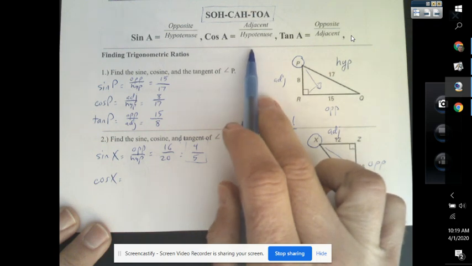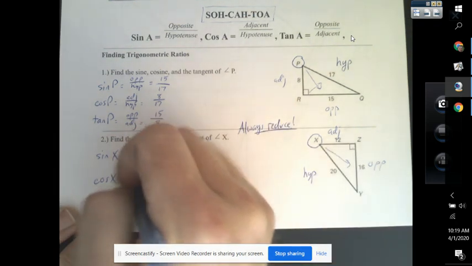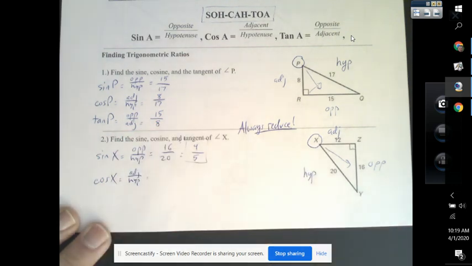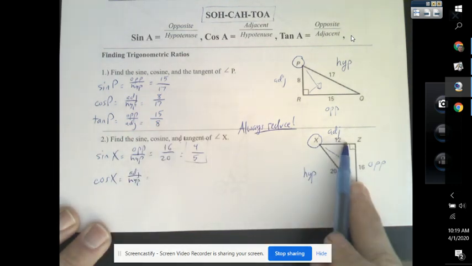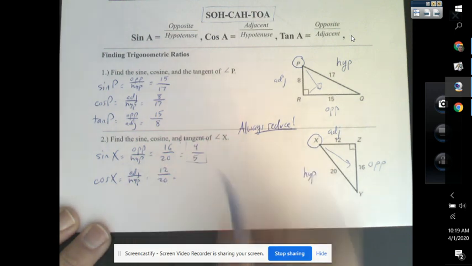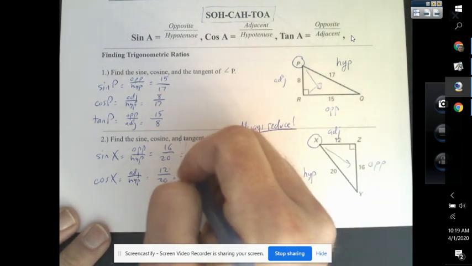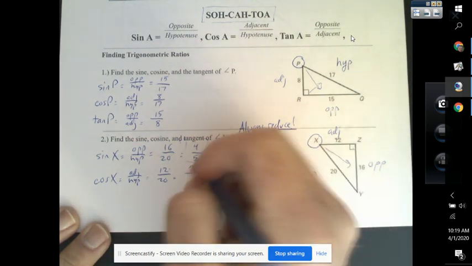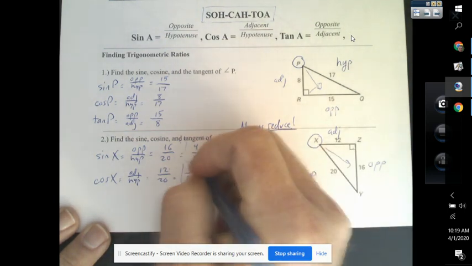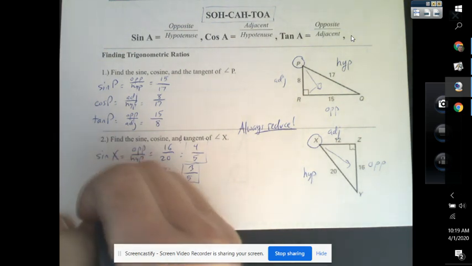Cosine. Again, use this as reference. Adjacent over hypotenuse. So over here, my adjacent is 12. My hypotenuse is 20. 12 over 20. Let's reduce. What number can go into 12 as well as 20? Think about it for a minute. 4. 12 divided by 4 is 3. 20 divided by 4 is 5. Life is good.